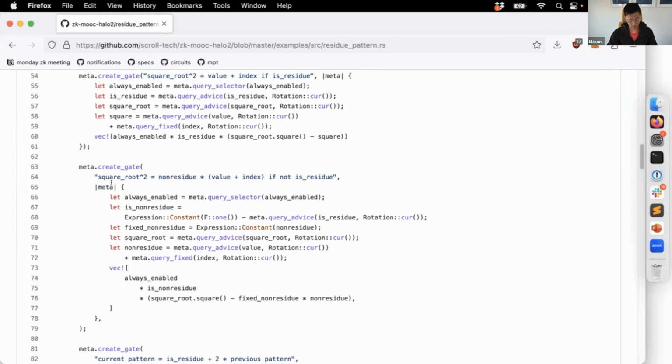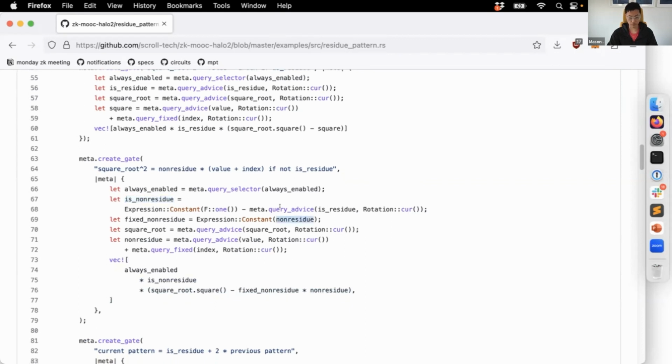And so as long as we can find this non-residue and agree on it, then in our circuit we can just prove that value plus index is a non-residue by showing that non-residue times value plus index has a square root. That's what this constraint does here. First, we need to compute this polynomial expression for is_non_residue, which is the not of is_residue, and that's what you'd expect: 1 minus this is_residue advice polynomial.